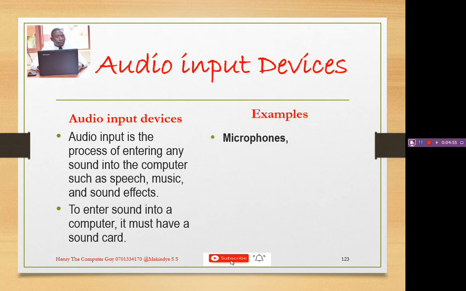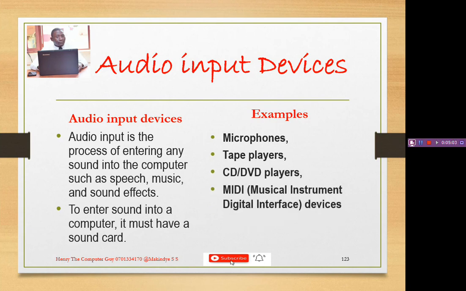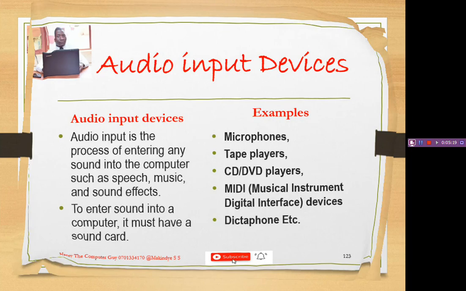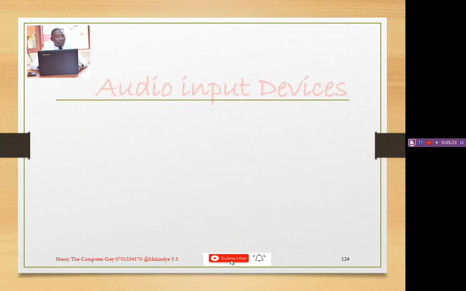We can have a microphone, we can have tape players, we can have CD or DVD players. Then we can have the MIDI, which is the musical instrument digital interface devices. These are actually used to connect electronic guitars, electronic keyboards, and others. Then we can also have what we call the dictaphone.